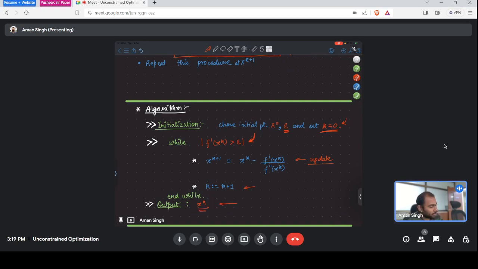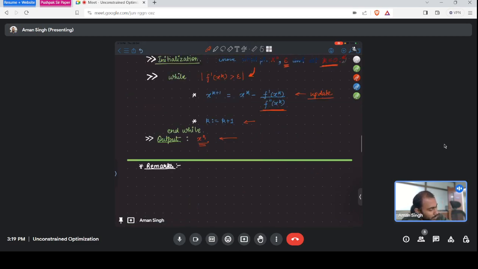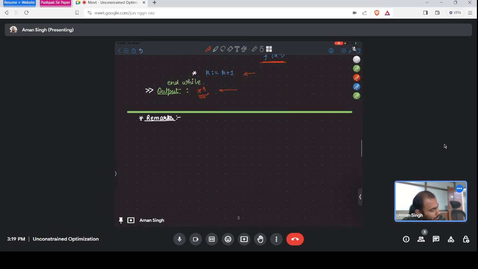This is a second order method. It uses the second order derivative, while bisection uses only the first order derivative. So Newton's method uses the second order derivative, and it's quite a bit faster compared to first order methods. It's fast, but it has its own disadvantages, which we'll look at now. So let us look at some remarks, or some properties and points to be noted about Newton's method.